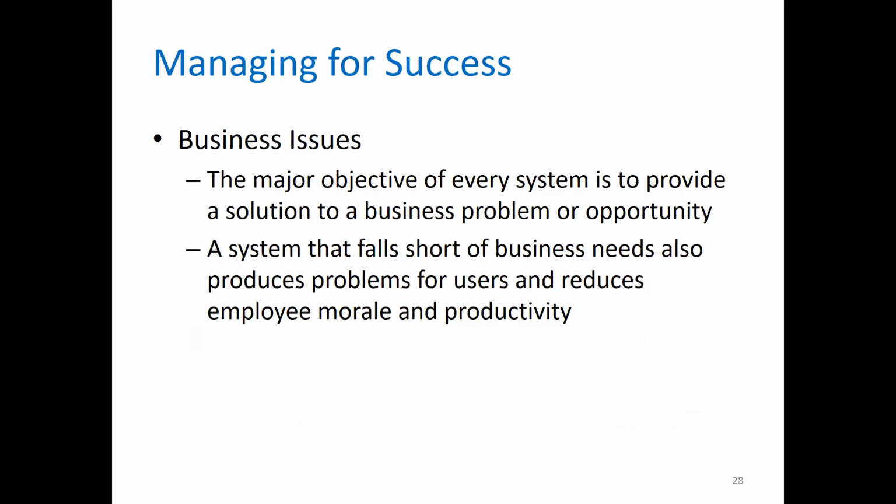Managing for success. Business issues. The major objective of every system is to provide a solution to a business problem or opportunity. A system that falls short of business needs also produces problems for users and reduces employee morale and productivity. The identification and shortcomings of these problems and opportunities must be resolved. The resolution of these issues may lead to the successful completion of the project, hence success is managed.